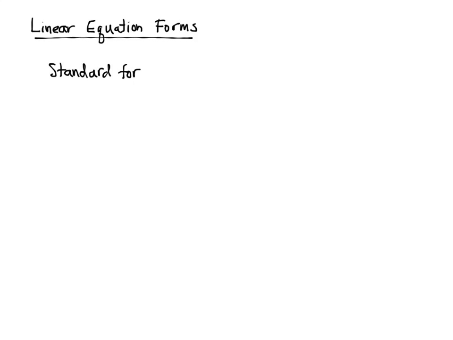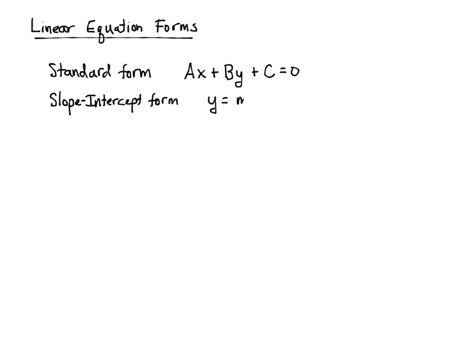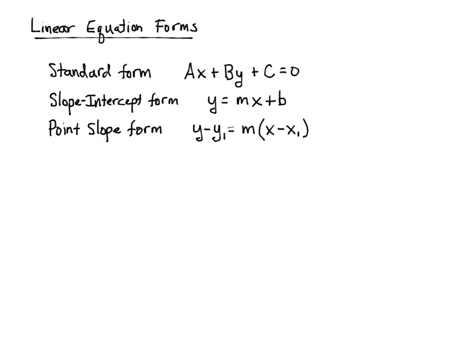Okay, so let's talk about the 3 forms. I've, of course, mentioned 2, and they just are named after what you use. We have the slope-intercept form, so we have a slope and an intercept. We have the point-slope form, so we use the slope and a point to get to the line. Then we have what's called the standard form.